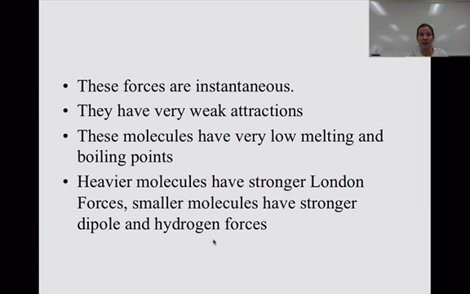Within molecules that have London dispersion forces, the forces are very weak. They're instantaneous. They have a very low melting point and boiling point, and heavier, bigger molecules do this best because they have more electrons moving around, which cause a greater force of attraction. So that is basically the foundation of intermolecular force.